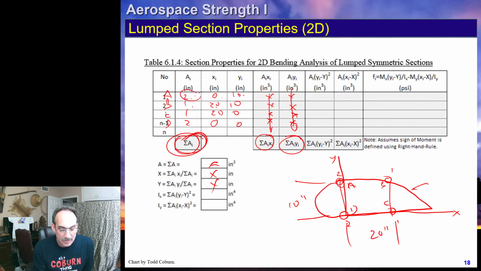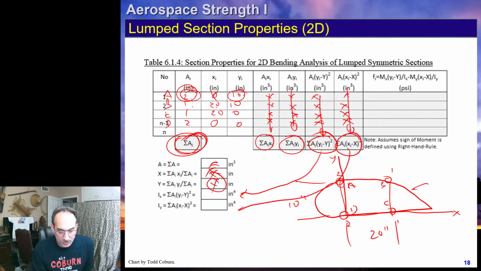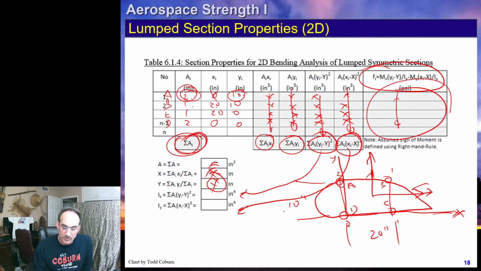Now we take the area times the y minus y bar, and that gives us this. Sum those up. That's the moment of inertia about the x-axis. Take the area times the x minus x bar. Sum those up. That's the moment of inertia about the y-axis. We then can calculate our stresses using right-hand rule. Since this was x and this was y, right-hand rule says that's positive, and this is positive, and this will calculate our stresses on any of those flanges. Got it?